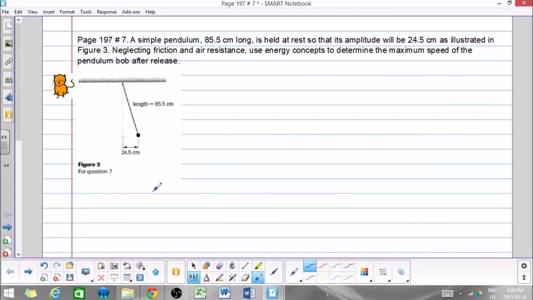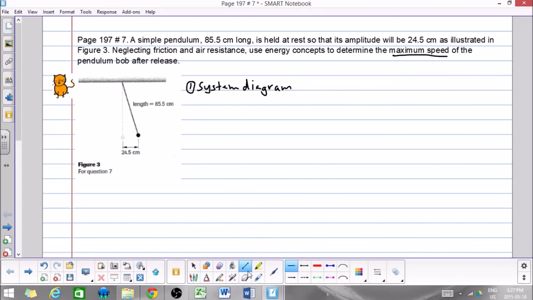Now, the maximum speed of the pendulum will be at the bottom of its swing. You should be familiar with that idea from conservation of energy questions you did last year, that where the gravitational potential energy is lowest, the kinetic energy will be highest, and therefore that will be the greatest speed. So in solving this, the first thing we will do is draw a system diagram and get all our givens into place. Make sure we know where the significant positions are that we're trying to solve for.